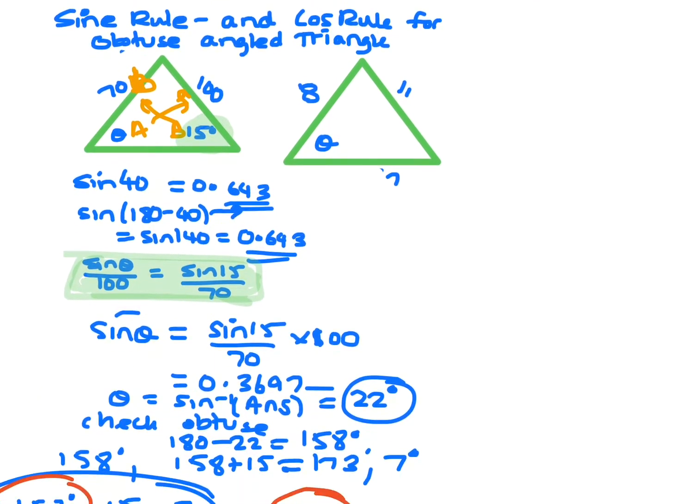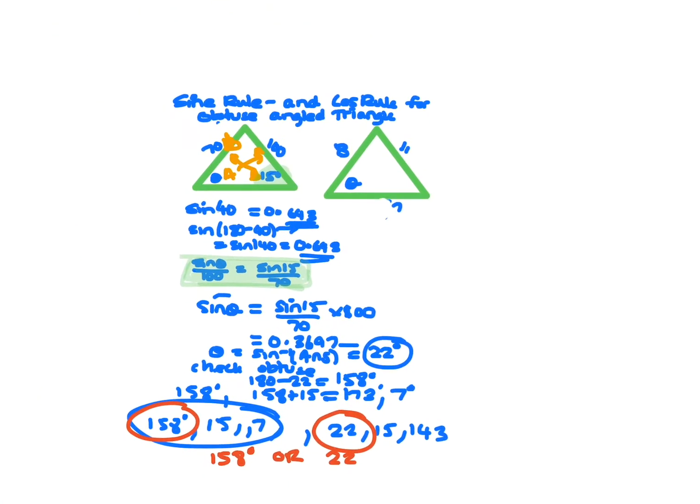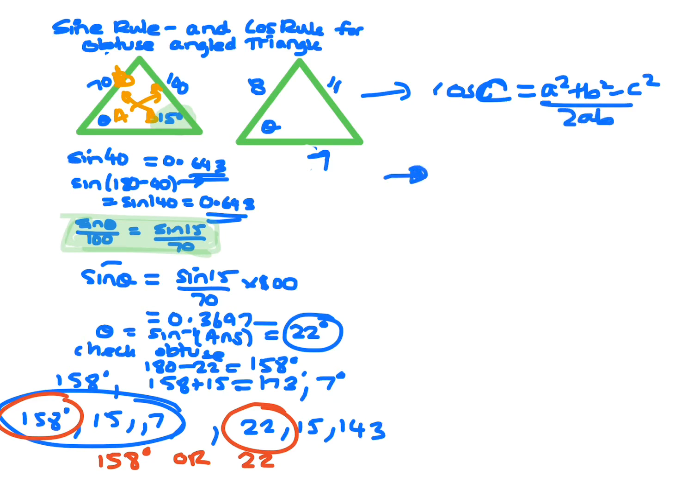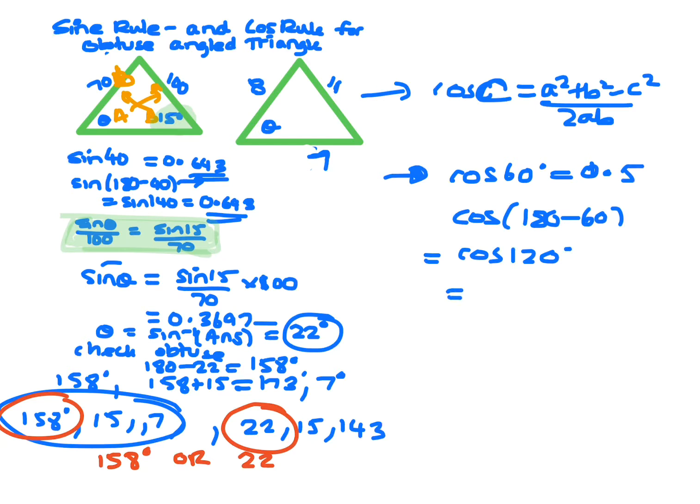Now, when you do the cos rule, the problem isn't as significant. And the reason it's not is because it will come out in the question. When you're looking at the cos rule, you go cos C equals a squared plus b squared minus c squared over 2ab. Now, I just want to establish, if you did cos of an acute angle, say 60, you get 0.5. But if you did 180 minus 60, which is cos of 120, cos of 120 is minus 0.5. So you actually get a negative.